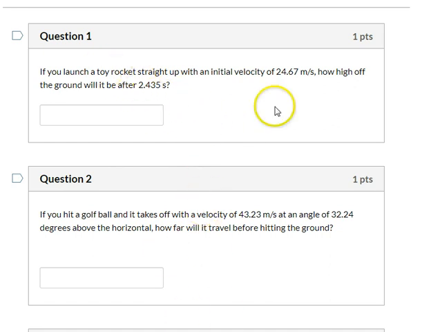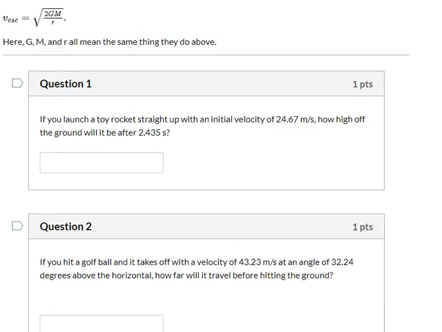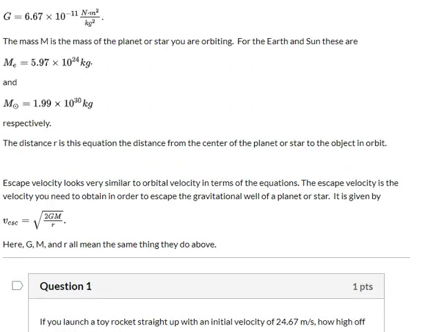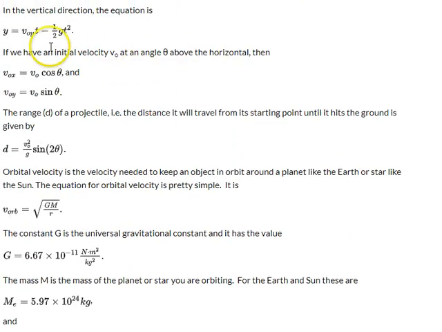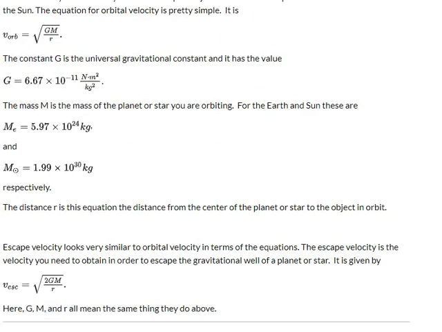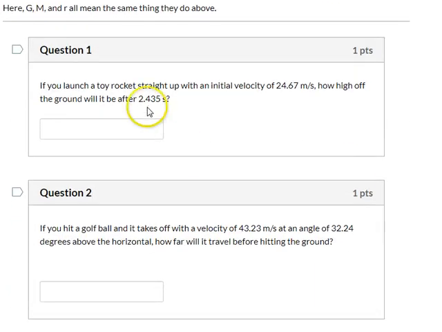I'll just talk through this. Y is our v naught. Here's v naught, here's t. We know g is 9.81, right? Here's our equation right here: v naught y times t minus 1/2 of g times t squared. So we just put in all the pieces, 9.81, the time we're given, the initial velocity we're given, and that gives us the height that this rocket will be at a given time, at this time, 2.435 seconds, right?